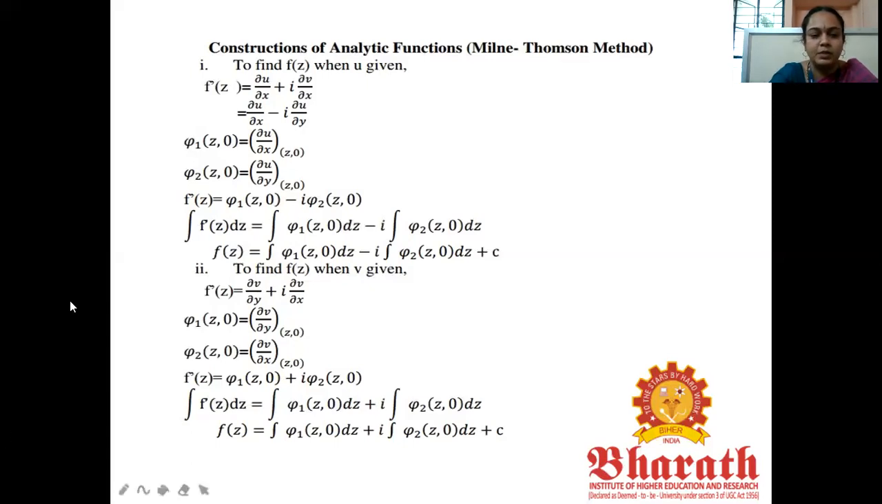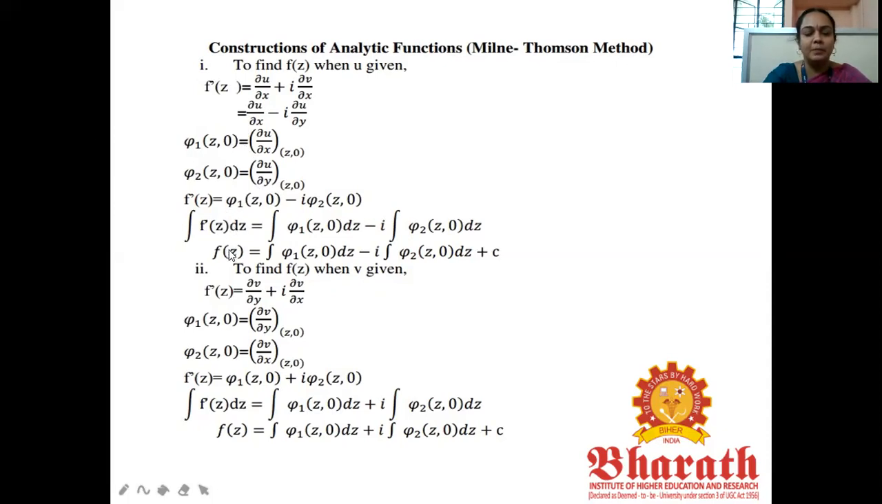Take the integral on both sides. The integral of f dash of z dz equals the integral of phi 1 of z comma 0 minus i into the integral of phi 2 of z comma 0. So we construct f of z. Only u is given, and without knowing the v value, we construct f of z.